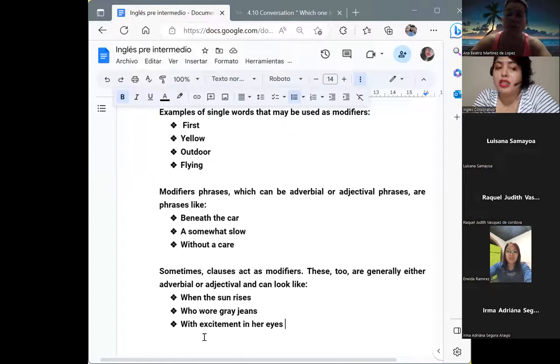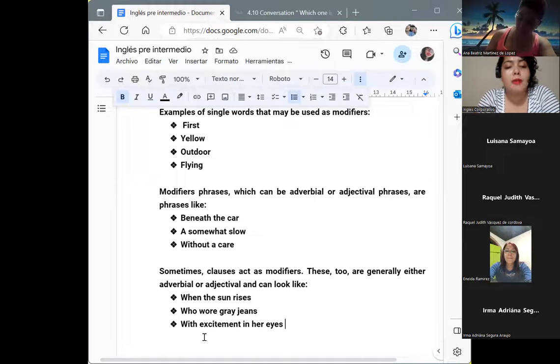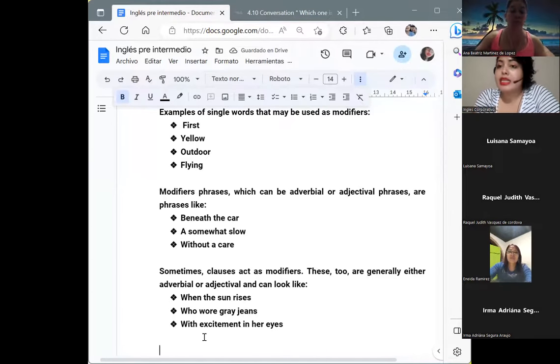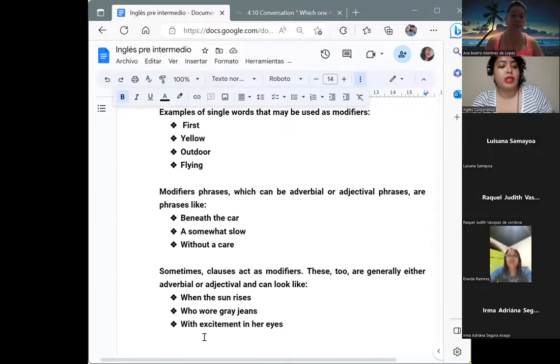Who wore gray jeans? ¿Quién usó pantalones grises? Aquí damos información extra, ¿verdad? De la persona de la que estamos hablando. El que estaba usando los pantalones grises, ¿verdad? O when the sun rises, cuando sale el sol. Me levanto cuando sale el sol, por ejemplo. I wake up when the sun rises. Yo me levanto cuando sale el sol. And we are going to see some examples of modifier phrases. ¿Cómo vamos a aplicar esas frases, verdad, en nuestras oraciones? Pues vamos a ver algunos ejemplos.